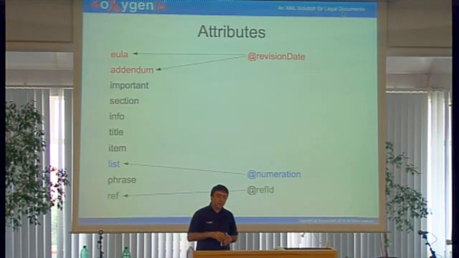As attributes, we have only 3 main attributes in the schema. It's a revision date. For the list, we have a numeration that specifies it should be a numeric or alphabetical list. And for the ref element, we have a ref ID attribute.